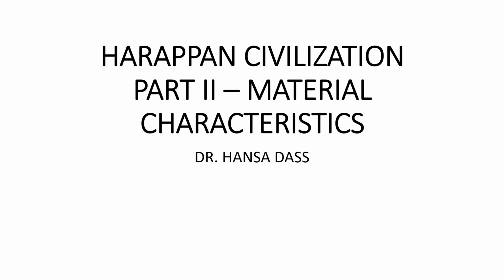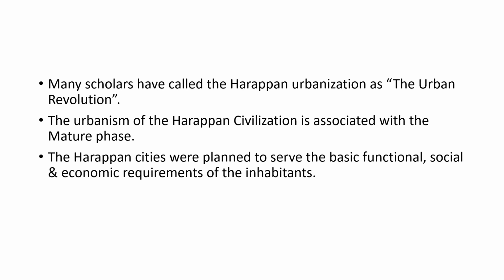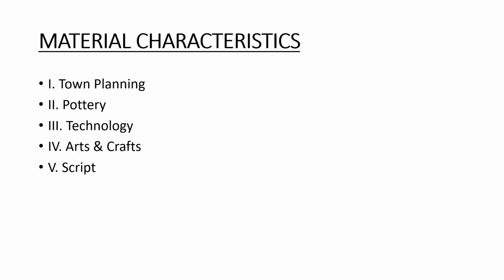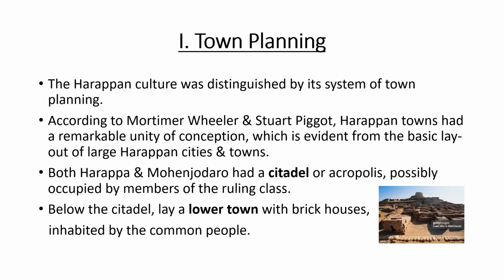the Harappan civilization. Now, many scholars have called the Harappan urbanization the urban revolution, and the urbanism of the Harappan civilization is mainly associated with the mature phase. The Harappan cities were planned to serve the basic functional, social, and economic requirements of the inhabitants. As I said, we will focus upon the following things: town planning, pottery, technology, arts and crafts, and script. So, let us begin with town planning.